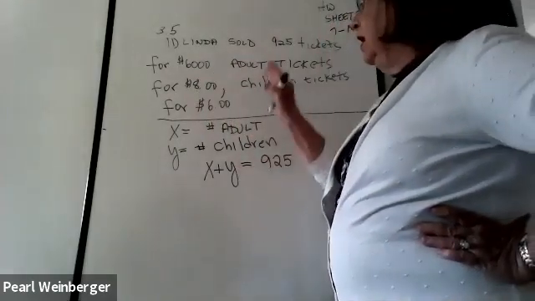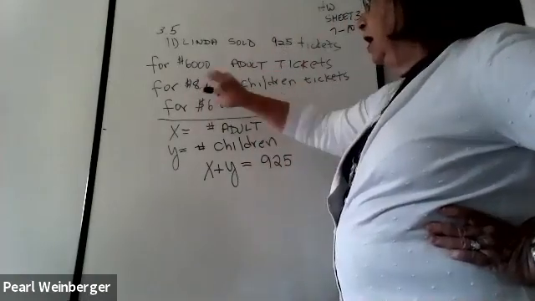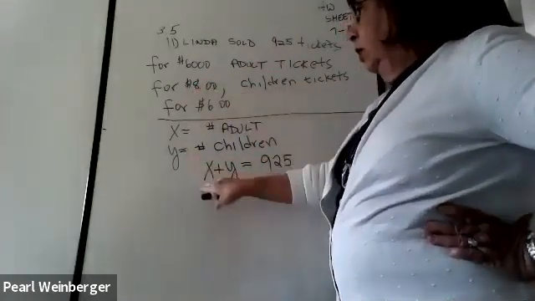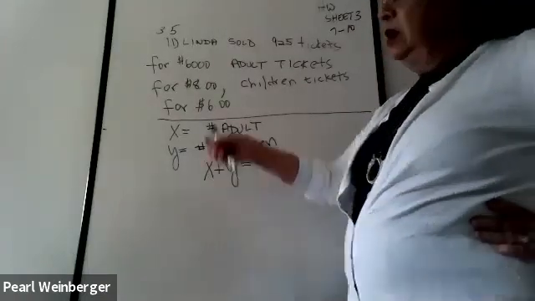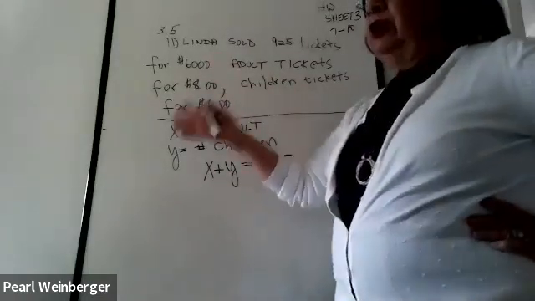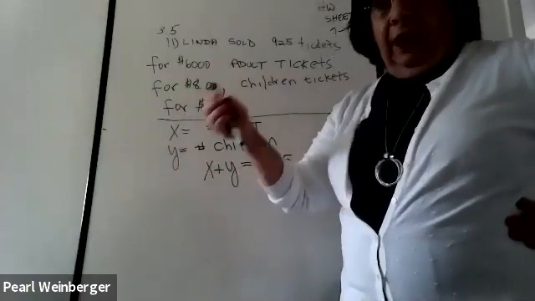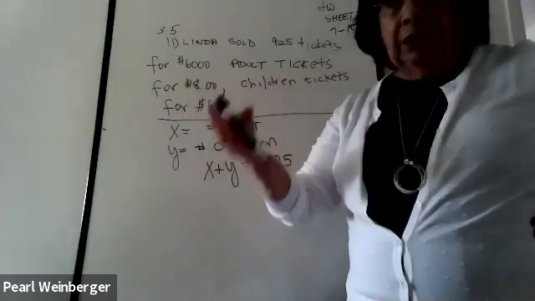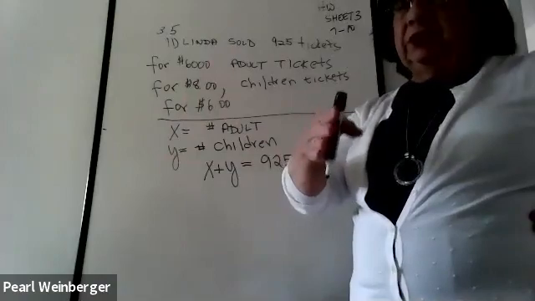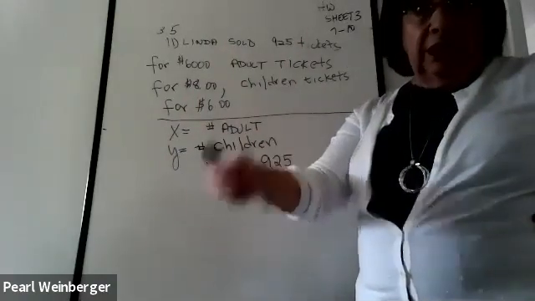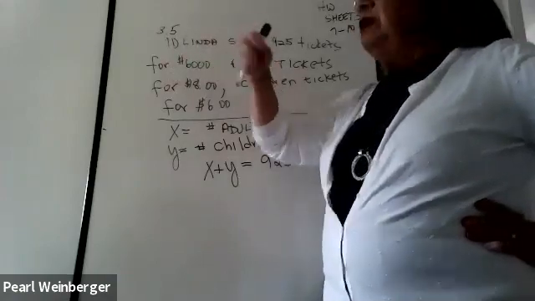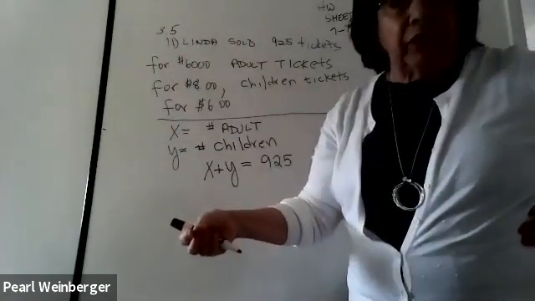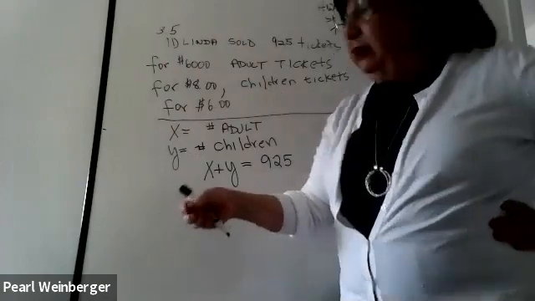So let's think, how much money did she make on the adult tickets? Well, take x, which is how many adult tickets she sold. Let's say she sold 100 adult tickets, and each one of them is $8. The way you find out how much it is, you take the number of tickets and multiply it by the price. 8 times 100. She would get $800 for 100 adult tickets.